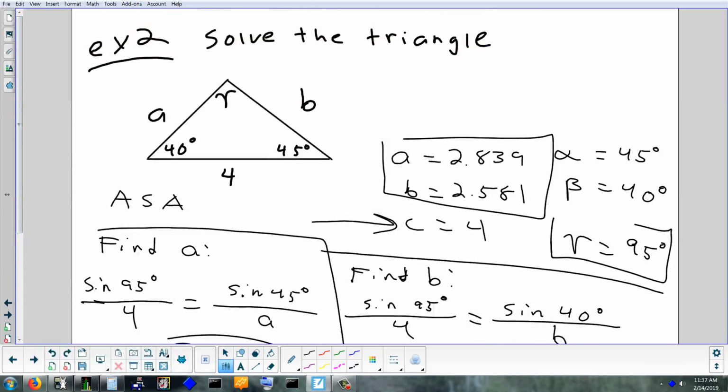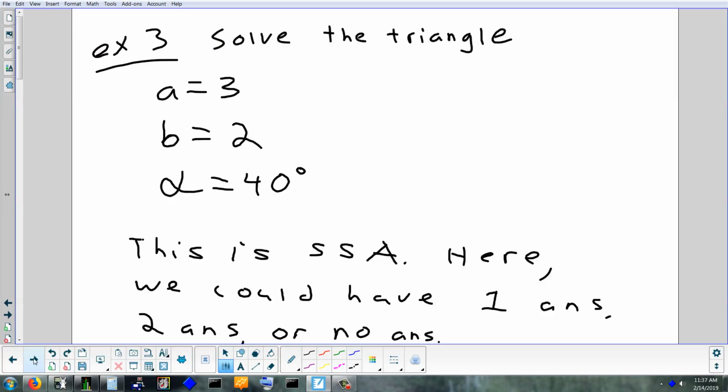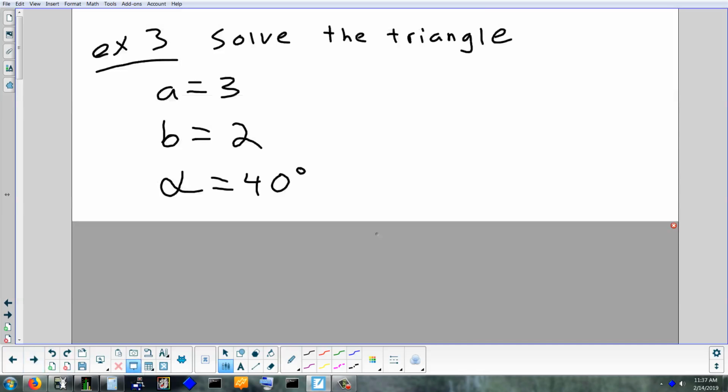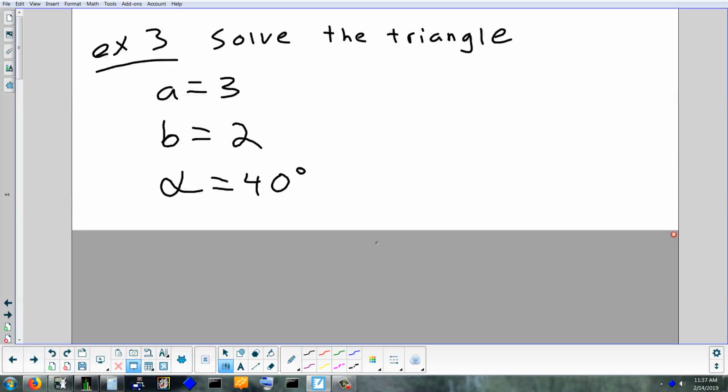So we have to find that and that. Okay. Any questions on that side? That's angle, side, angle. Okay, so the last type. Out of the three, this is the type where you've got to be a little careful with something. You have two sides and an angle.